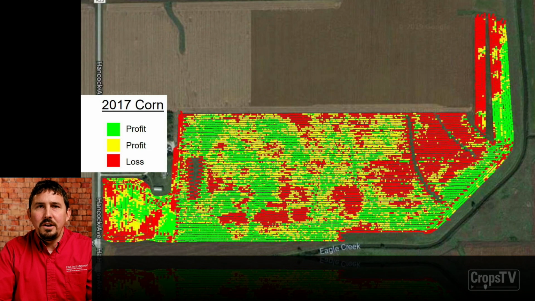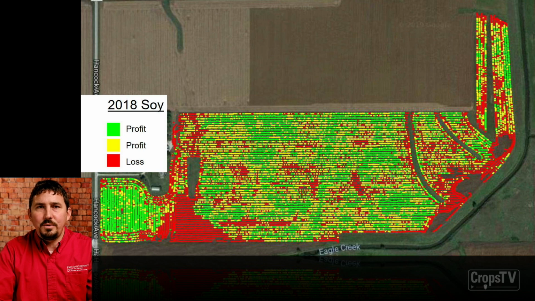2017 corn year, the areas that were depressional and lower yielding in the soybean years, here they look quite nice. 2018 soybean year, again, we see those same 2 areas where we have lower yields, lower profitability.